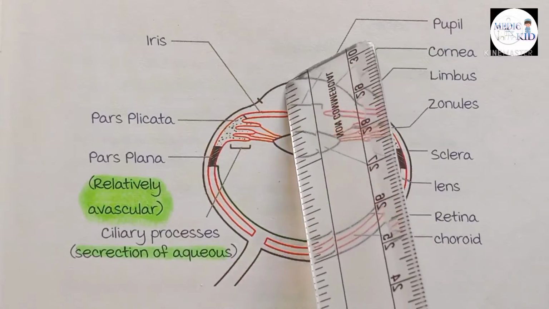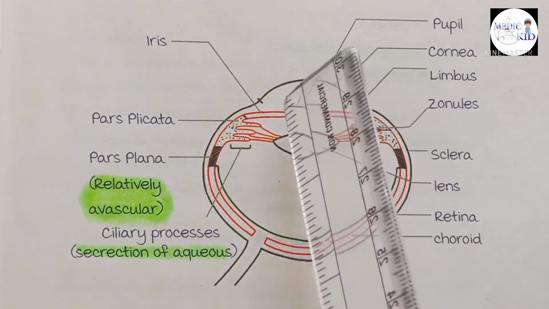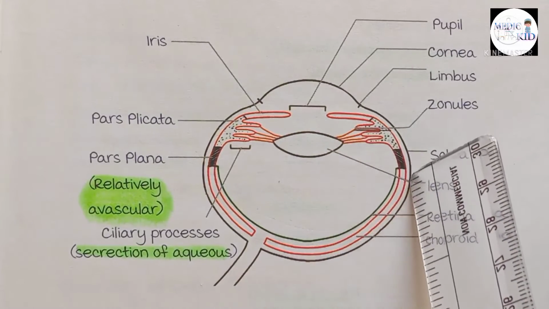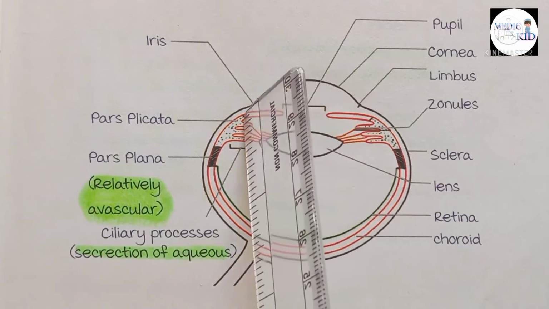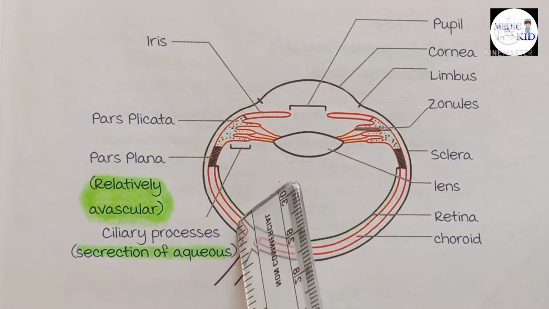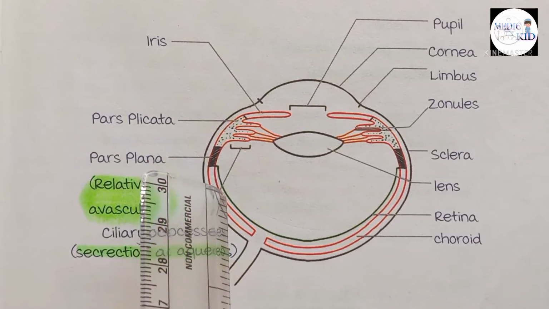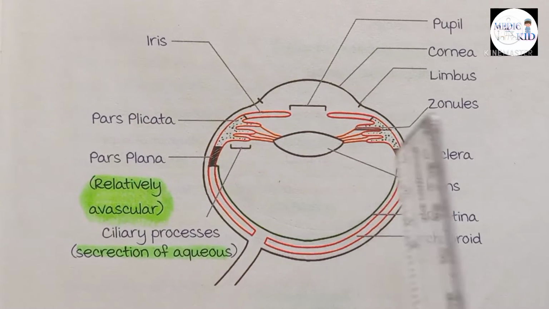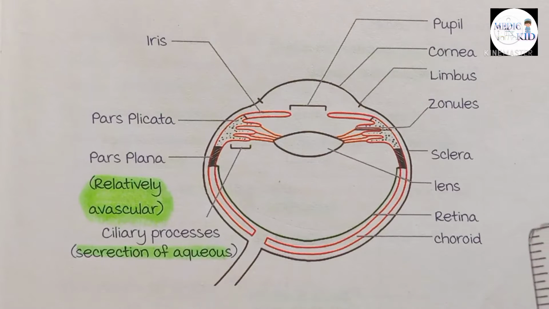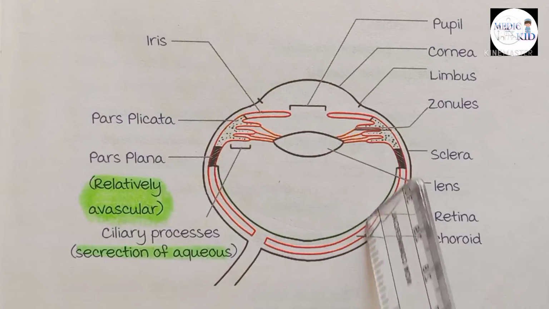As you can see, this black line covering all the structures is our outer layer. You can see this middle red layer, it is the middle layer, and this green line is our inner layer. So we know that the eye is made up of three layers: outer layer, middle layer, and the inner layer.